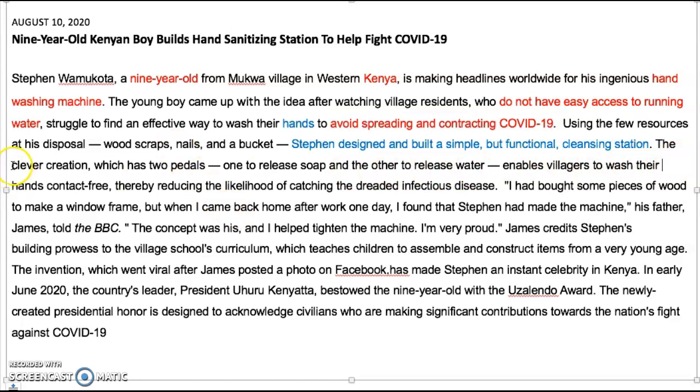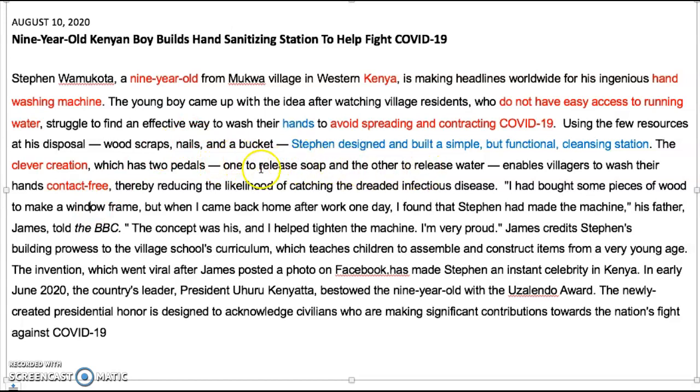Okay, that sounds kind of nice. Clever creation, nice keyword there, which has 2 petals, one to release soap and the other to release water, enables villagers to wash their hands contact-free. Okay, that seems important, right? A key word. They're able to wash their hands without touching anything.